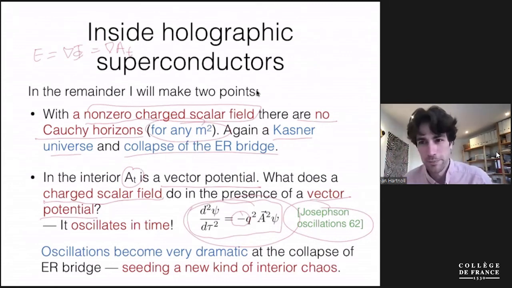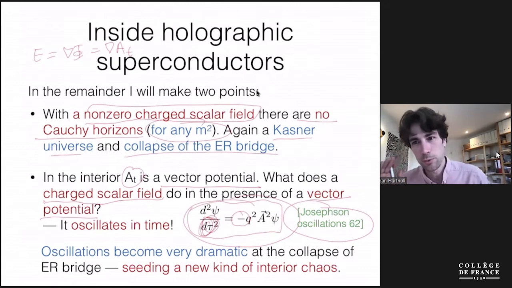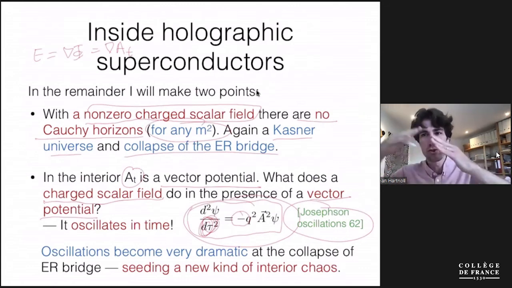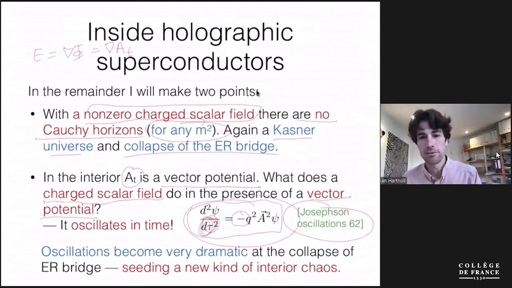Z is now time, and T is not time. So this tau is not T, right? This is the real time. And in fact, it turns out that as you get close to a would-be Cauchy horizon, these oscillations become extremely strong, and they seed a kind of chaos that, maybe someone can correct me, I think is a new kind of chaos inside black holes.